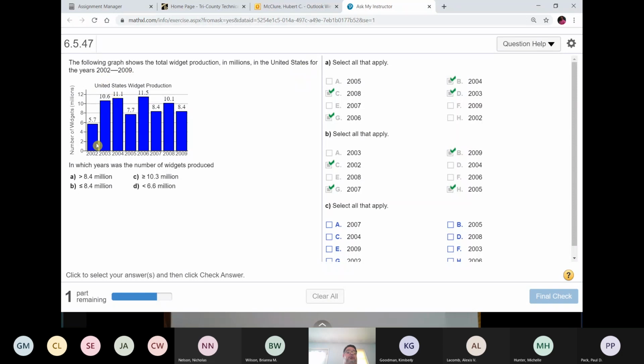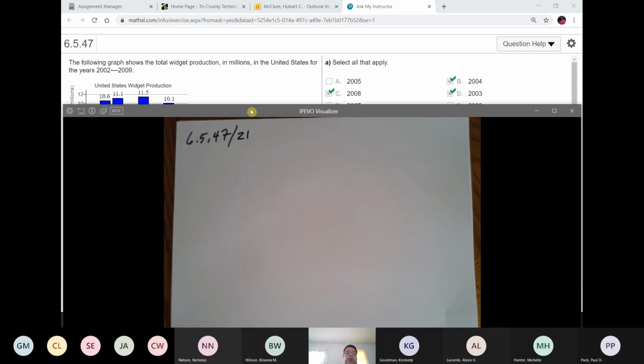All right, the following graph shows the widget production in millions in the United States for years 2002 through 2009. And here's how many they made. Okay, in which years was the number of widgets produced greater than 8.4? I'll write this down and we'll go along.